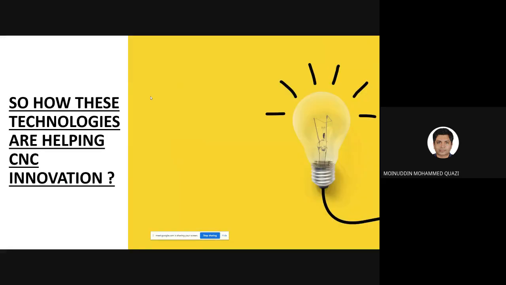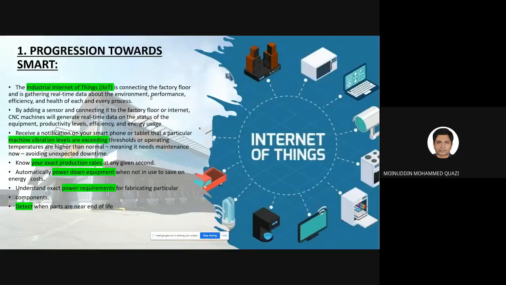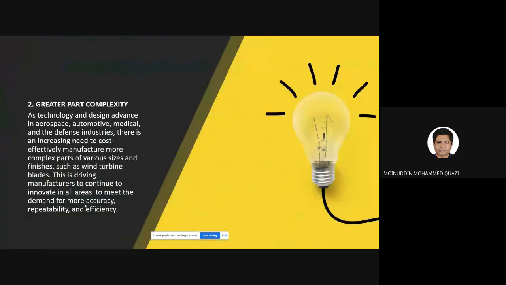So the question is, how are these technologies helping CNC innovation? IoT, or Internet of Things, is one of the factors because of which CNC technology can be improved. How? You can monitor whether the machine vibration levels are exceeding limits. You can monitor the production rate, the power requirement, and the equipment downtime, and you can detect which parts of your machine are moving towards end of lifetime so that you can order the replacement in time. And the order takes place directly through AI technology.